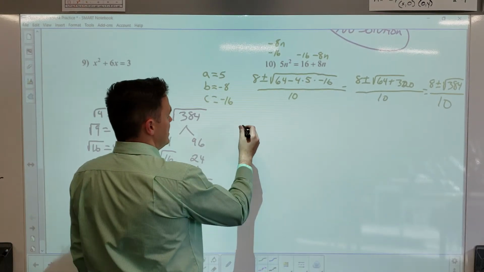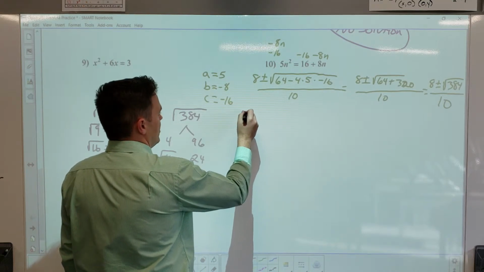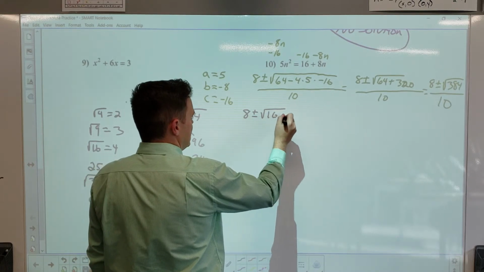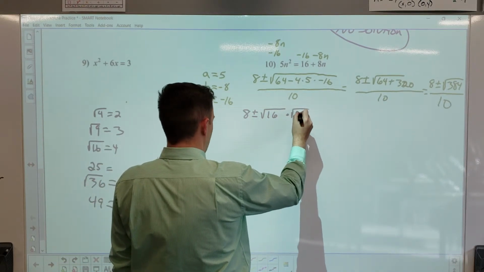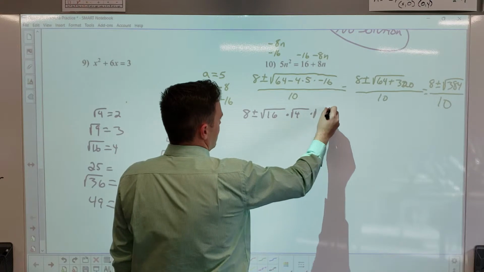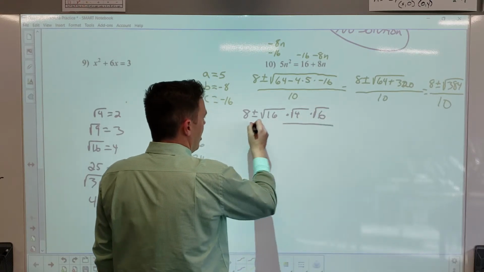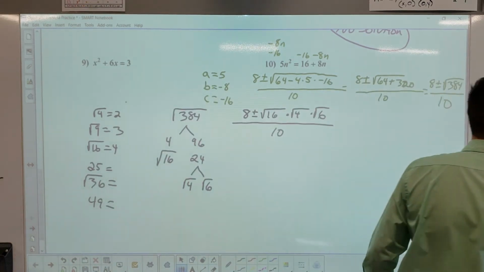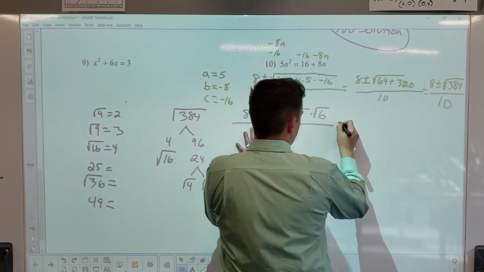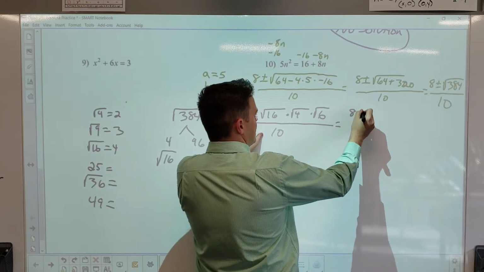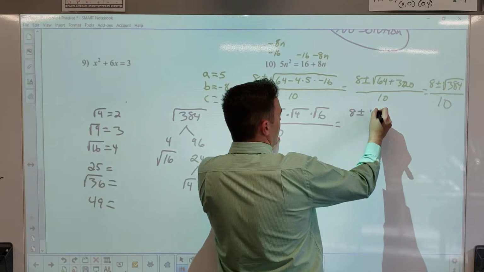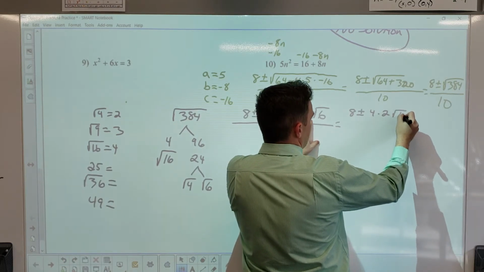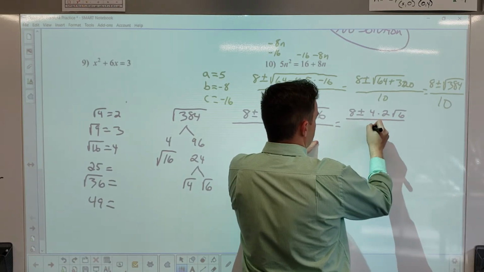Okay, so you can break these up in multiple ones. So I'd be interested to see how many people actually got this far with this one. So it'd be 8 plus or minus the square root of 16 times the square root of 4 times the square root of 6 all over 10. All right, then you solve it out. Okay, so let's break this up. So it's going to be 8 plus or minus 4 times 2, and then it's times the square root of 6, all over 10 still.